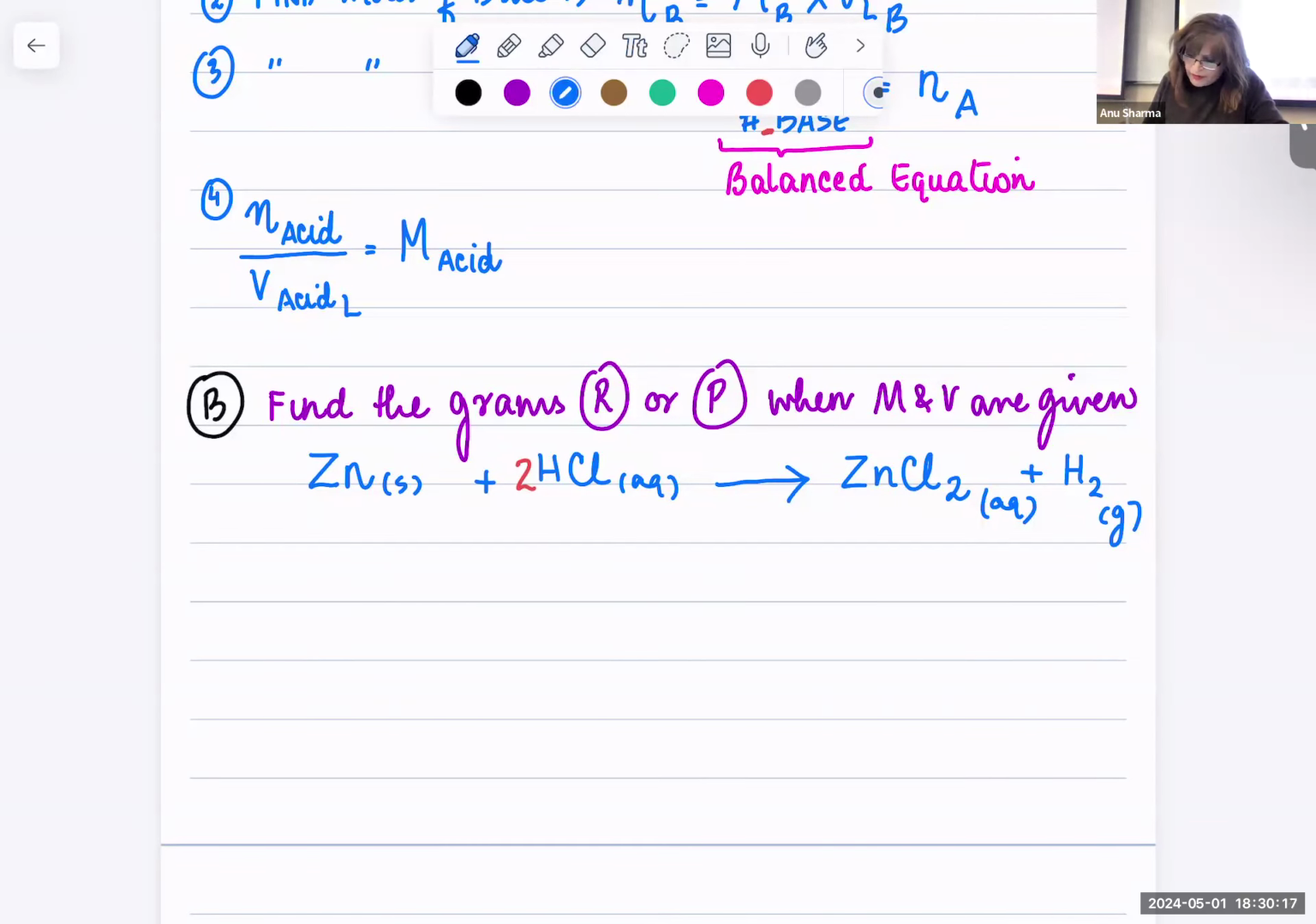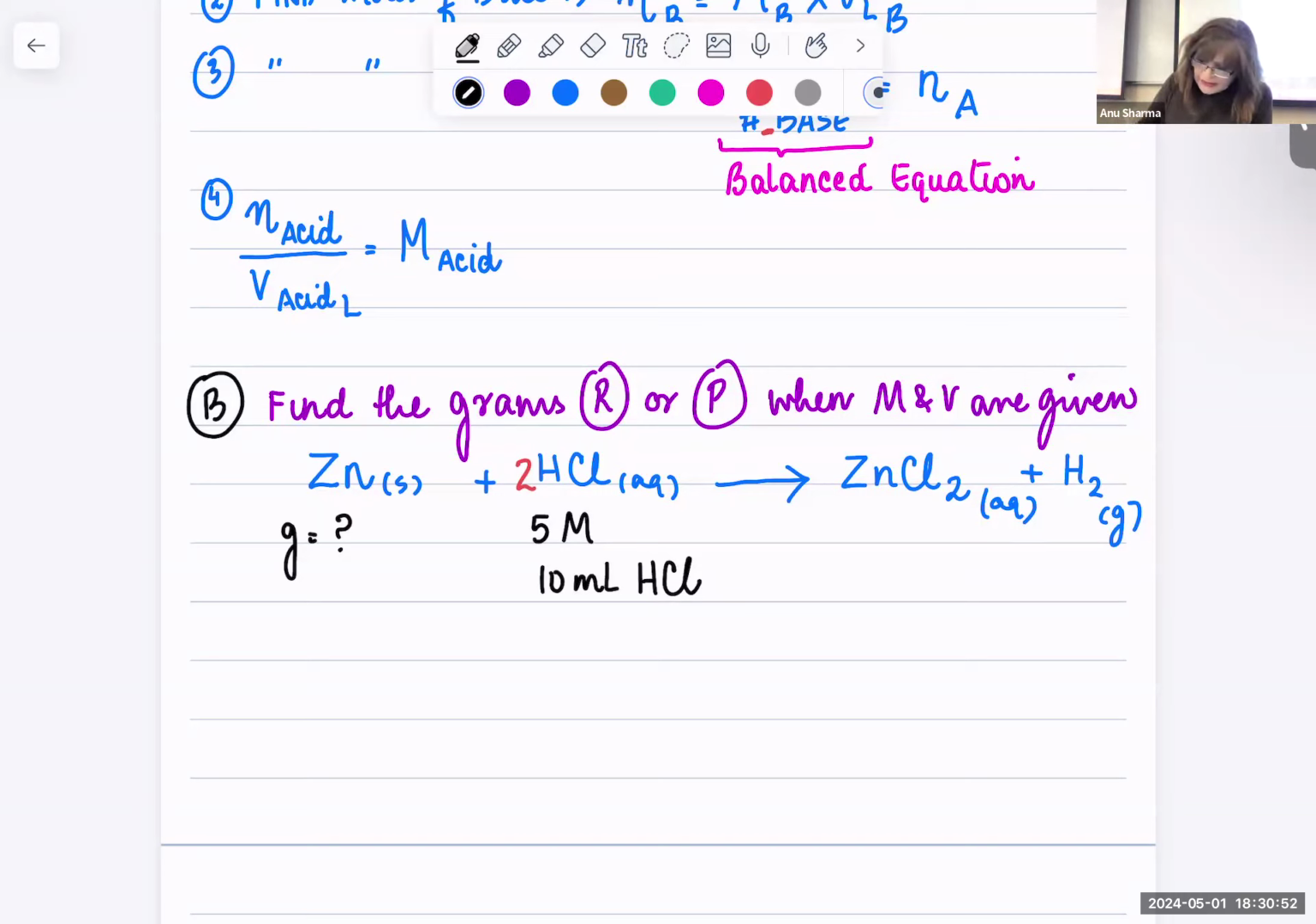Here we are asked to find the grams when the molarity and volume are given. Let's say you are given the molarity of HCl, 5 molar, and the volume is 10 ml HCl. You are using 10 ml HCl. How many grams of zinc is used in this reaction?